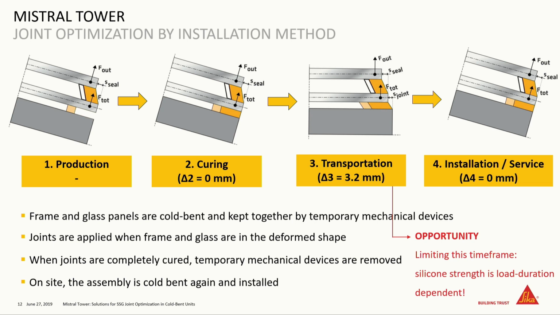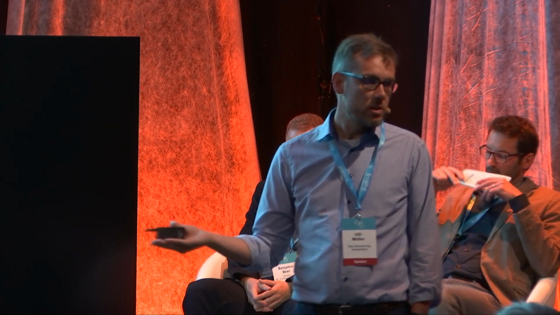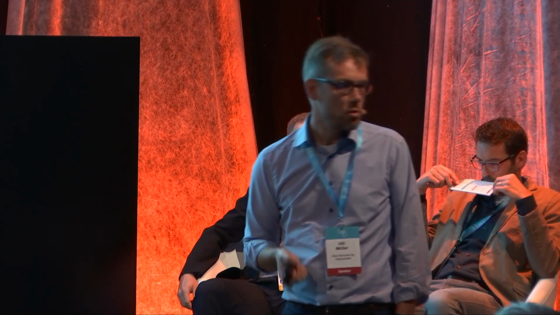Now, just for transportation, we had the topic of cold bending for the structural glazing joint. And then for installation, the whole element would be brought in place again, which means it was cold bent again. But now you can see here, also on the joint, without any deformation on the structural glazing joint. Just by adapting the way of production, it was possible to exclude deformation out of the joint due to cold bending.